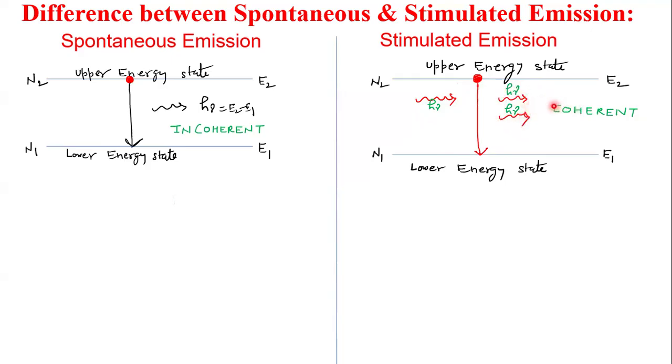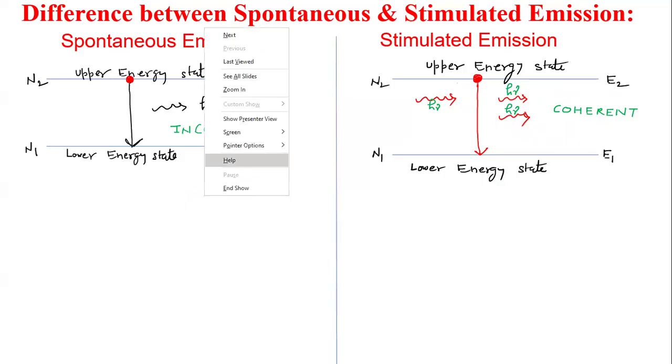Now, what will happen in the next step? These two photons will interact and stimulate two atoms in the excited state E2. Now these two atoms will come down, so two more photons will be produced. In that way, four photons will be produced here. So in that way, a chain reaction will happen. The multiplication of photons will take place due to stimulated emission. Now, how can we differentiate them in some points?